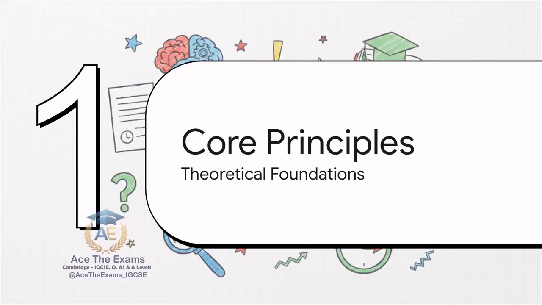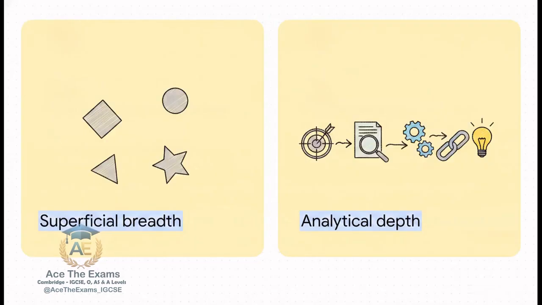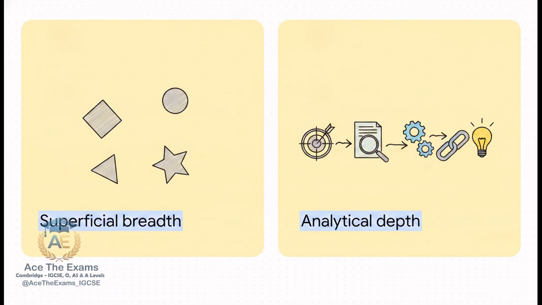Moving right along to Section 2, Core Theoretical Principles, building the foundation for verification methods. Now, the crucial point on this slide is that Cambridge examiners prioritize deep, systematic analysis over just memorizing a wide, superficial list of terms.